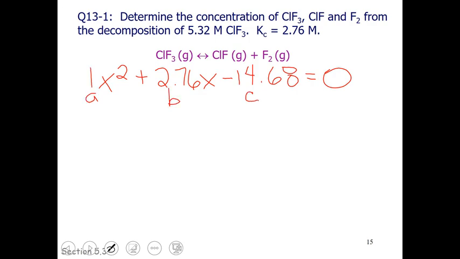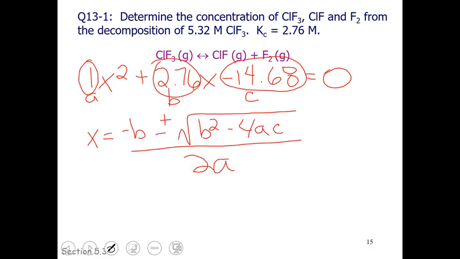I remind you that the coefficient in front of x squared is a, the coefficient in front of x is b, and the coefficient in front of x to the 0 power, or nothing, is c. So I show you the solution to the quadratic equation, x equal negative b plus or minus the square root of b squared minus 4ac, the entire quantity divided by 2a. And of course, you're going to substitute 2.76 for b, 1 for a, and minus 14.68 for c. You'll wind up with two answers. One of them will be negative, which doesn't make sense since the reaction is going to go forward. So use the answer in which x is equal to a positive value.